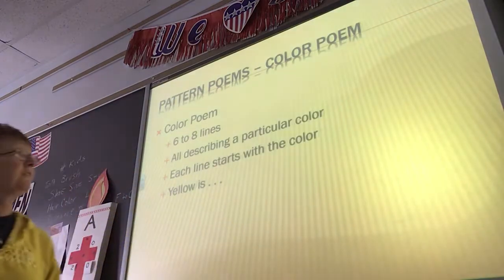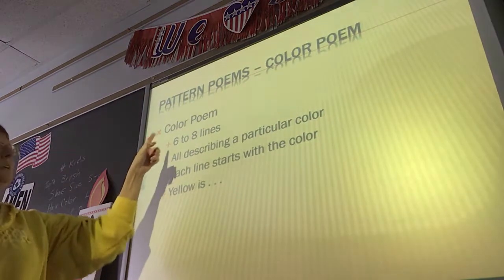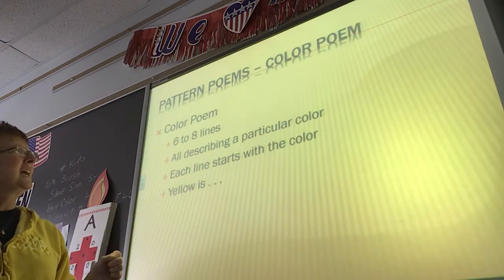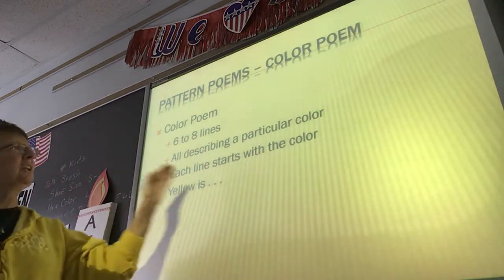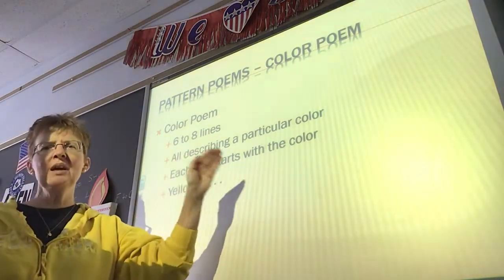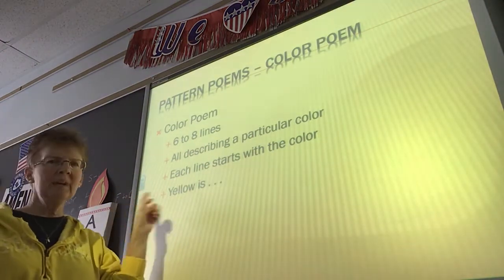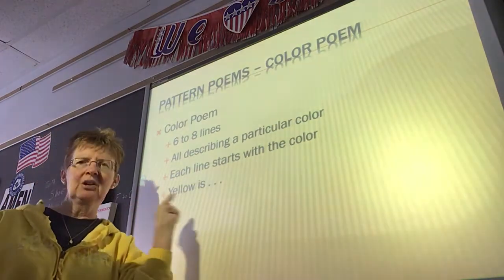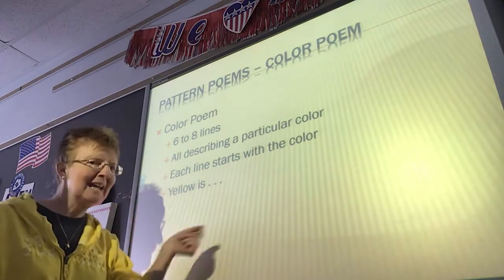So the first one is a color poem. A color poem has 6 to 8 lines, and it's describing a particular color. Each line starts with that color. I'm going to read an example of a poem about the color yellow, and the title of the poem is Yellow.